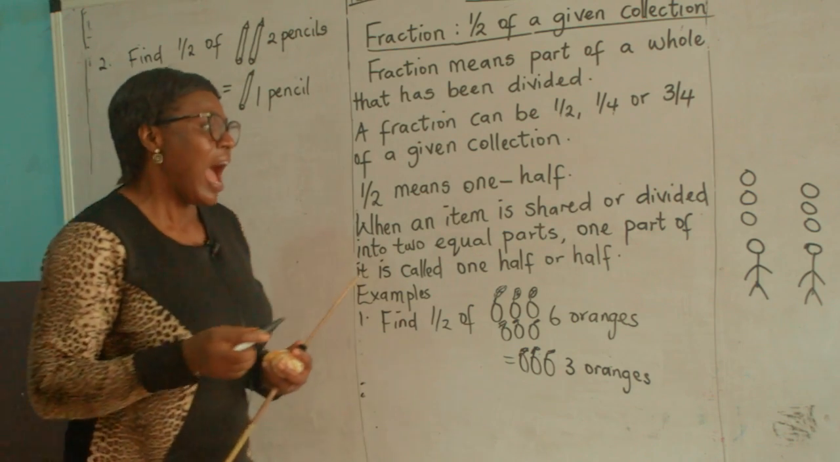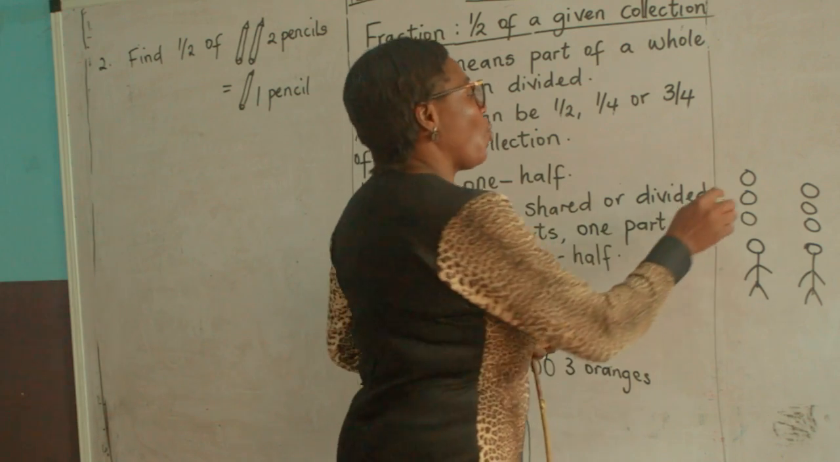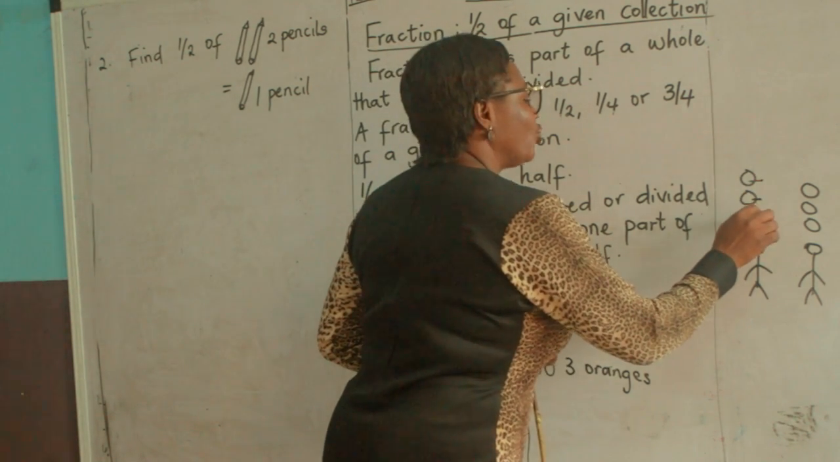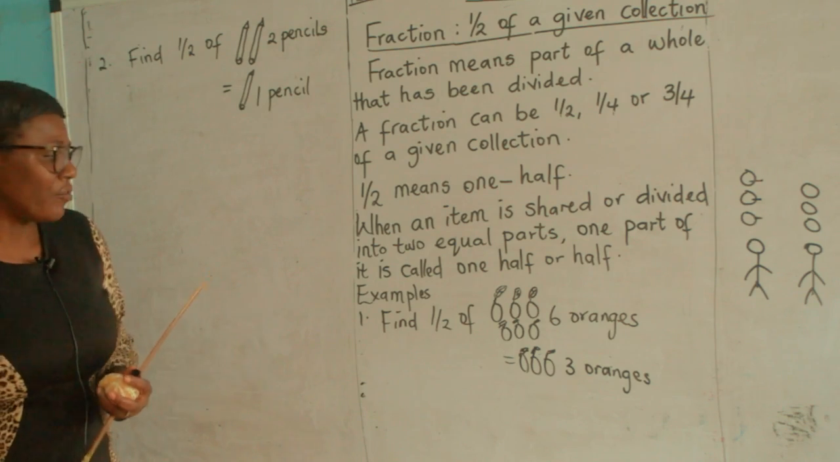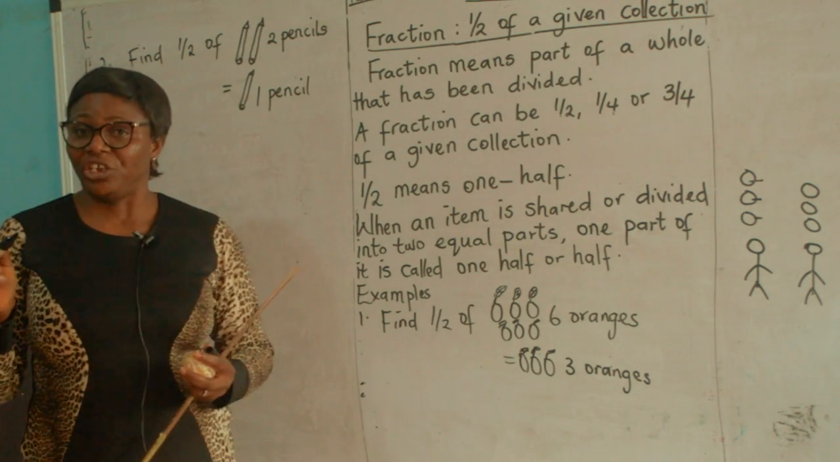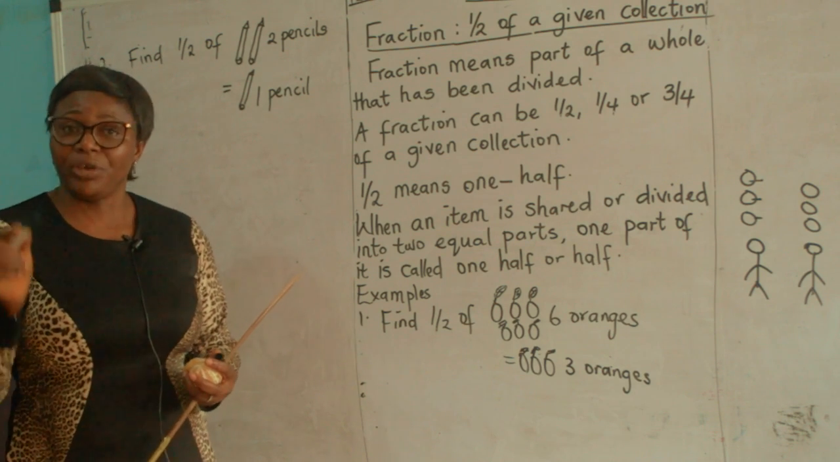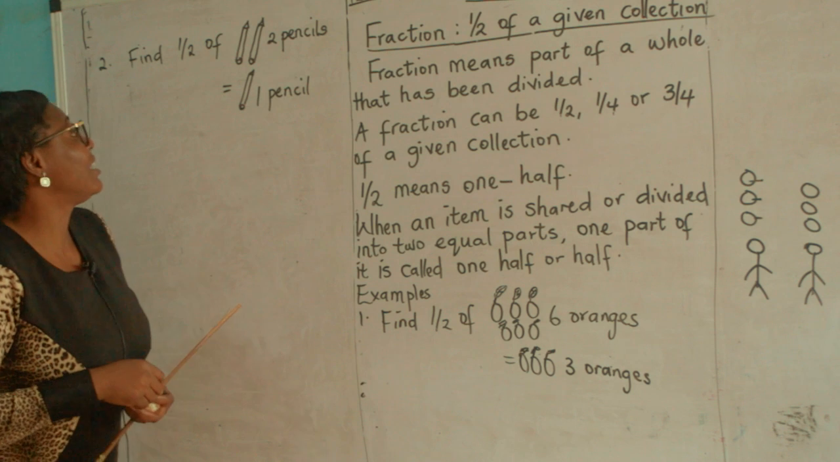Now, children, how many oranges did each of the children take? Let's count. 1, 2, 3. Each child takes 3 oranges. That means half of 6 oranges gives 3. Is that clear, children? Let's look at example number 2.